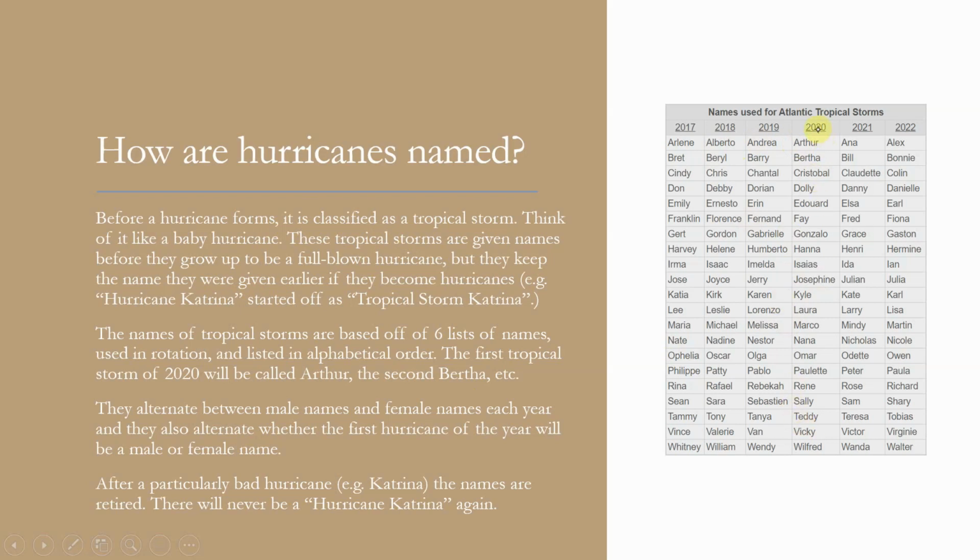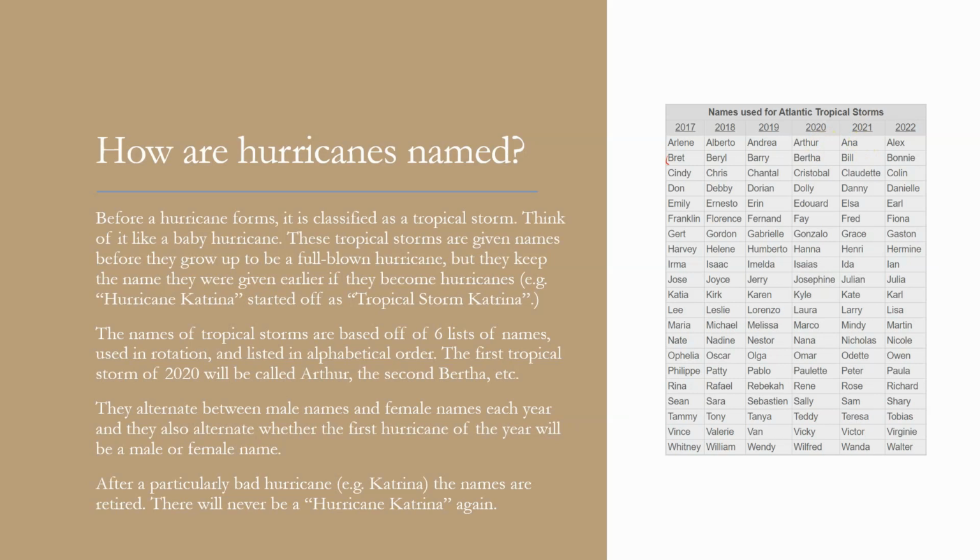So the very first tropical storm that we will have in 2020 will be named Arthur, and then Bertha, Cristobal, etc. And so we have these lists, we have 6 different lists of names that are used in rotation. So after 2022, we'll use the 2017 list again after that. They're in alphabetical order. You'll also notice that they alternate between male and female. So Arthur's a male name, Bertha's a female, male, female, male, female. And also by year, they alternate who's going to be first. So in 2020, the first storm of the year will be a male. And in 2021, the first storm of the year will be a female named Anna.